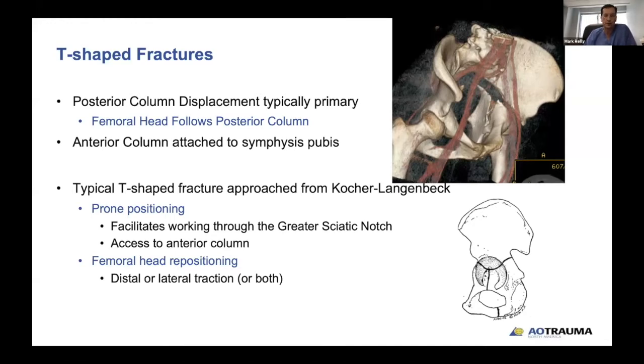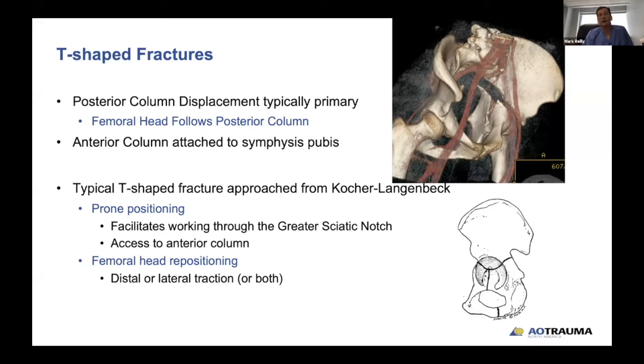It's not remaining attached to anything, whereas the anterior column component of the T-shaped fracture remains attached to the symphysis pubis in most cases. Therefore, you have a hinge point for the anterior column fracture, whereas you do not typically have that for the posterior column component of this. And so the advantage of approaching this from the back is that you can do a direct reduction of the posterior column component, which is the more free-floating and greater displaced fracture. And you can do a more indirect reduction of the anterior column component by hinging it on the intact symphysis pubis. That is, if the symphysis pubis is intact.